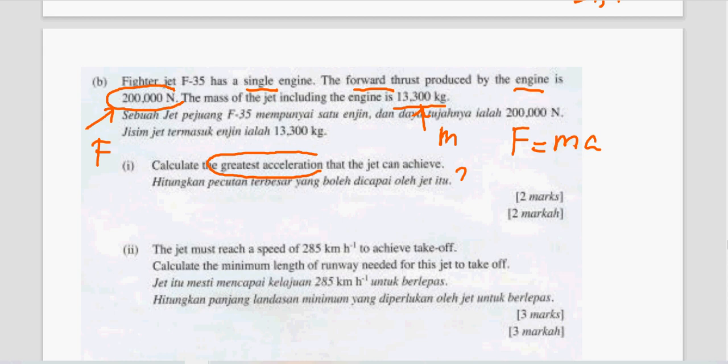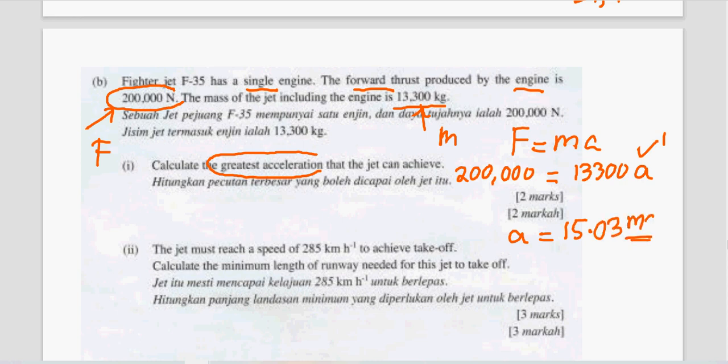So F is 200,000, salin betul-betul, and then m is 13,300. This is 1 mark. And then for your final answer, tekan calculator. The answer is around 15.03. Don't forget to write the unit. The unit is meter per second squared, m s^-2. So this is the second mark.